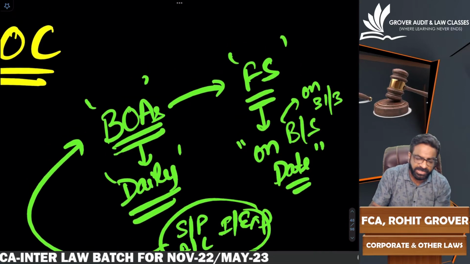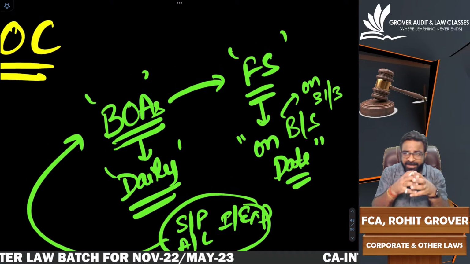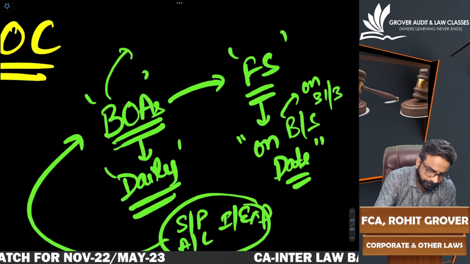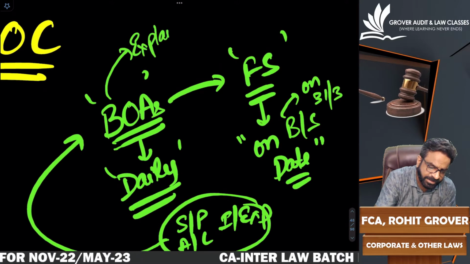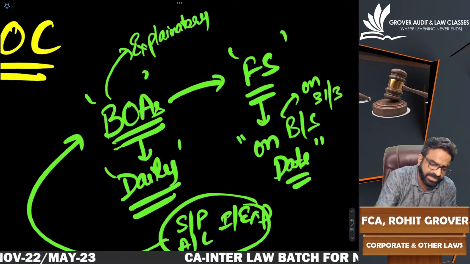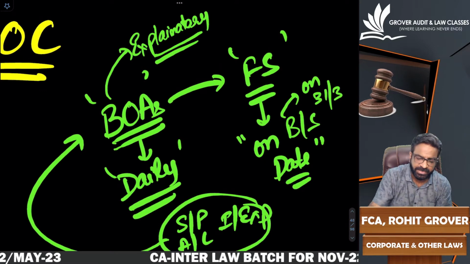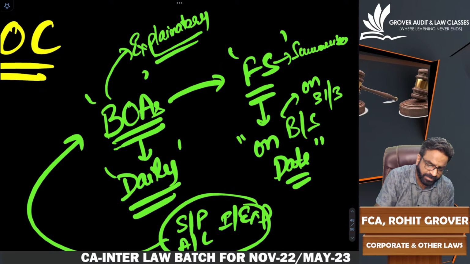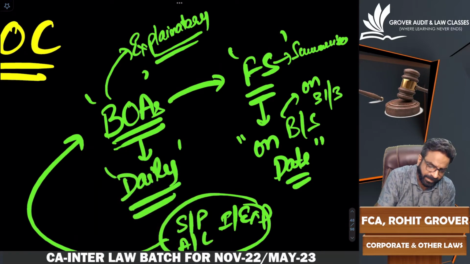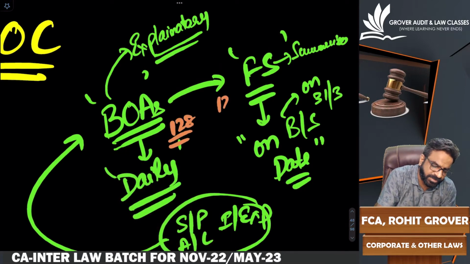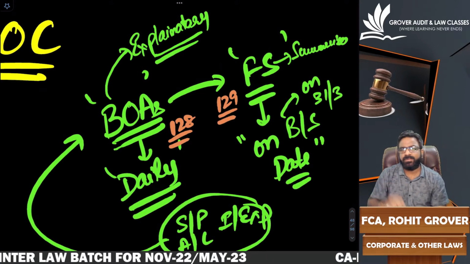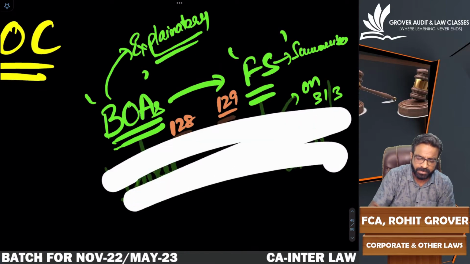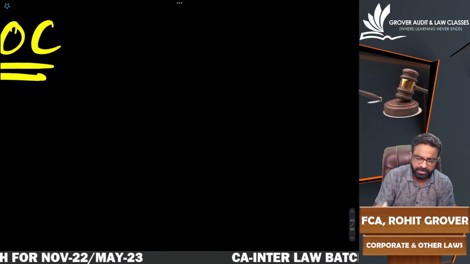So my question is very simple. Which one is explanatory in nature, and which one is summarized in nature? Books of accounts are explanatory in nature, because they contain my daily sales and daily purchases. But financial statements are summarized in nature. The books of accounts are section number 128, and financial statements are section number 129. So what is 128? Books of accounts. And what is 129? Financial statements.